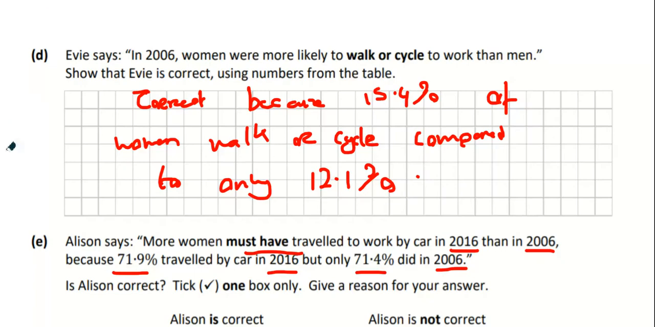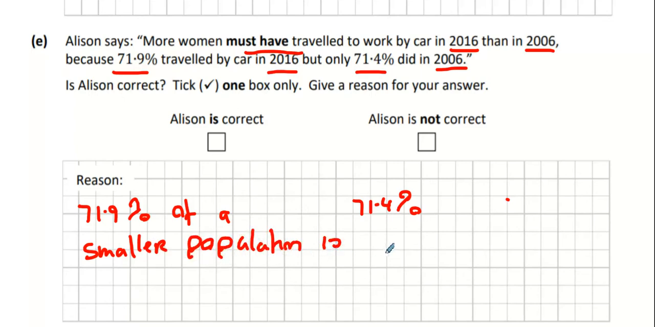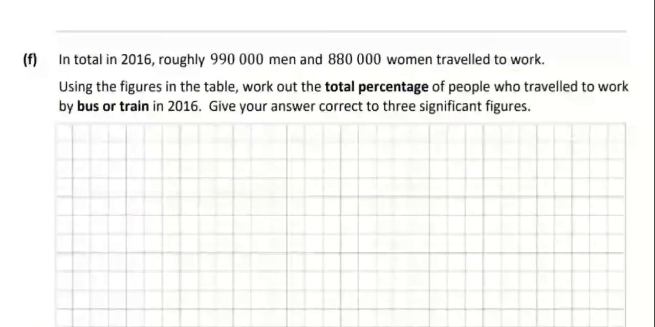So what you can say is 71.9% of a smaller population is less than 71.4% of a larger population, as I explained earlier. And Alison said must have, so she was being definite, like this 71.9% has to be bigger, but we know that's not true. Okay, let's go to F.